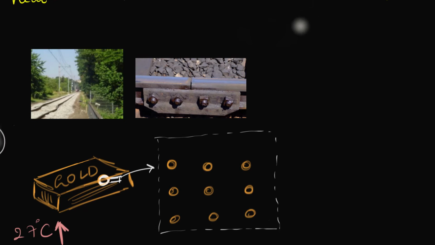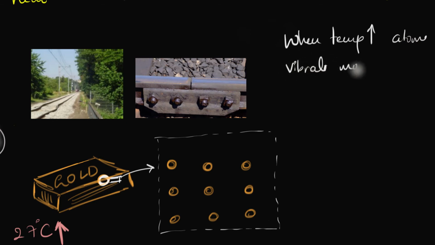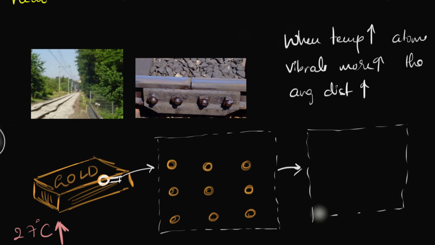Let me just write that down. So when temperature increases, we will see that the atoms vibrate more. Atoms vibrate more, they get more kinetic energy, and as a result, the average distance between them also increases. And it's for that reason, if we were to heat this up, then we would see probably something like this. The same atoms would now be much farther apart. So one would be here, the one would be like this. They would be all much farther apart.